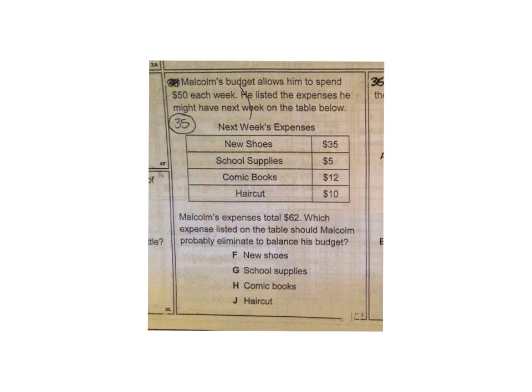Okay, Malcolm's budget allows him to spend $50 each week. He listed the expenses he might have each week on the table below. Malcolm's expenses total $62. Which expense listed on the table should Malcolm probably eliminate to balance his budget? So you're going to take how much he can spend, how much his expenses actually are, subtract the two, and you should be able to come up with one of those things that he can eliminate from his budget.